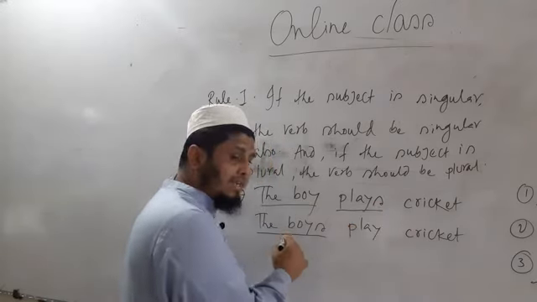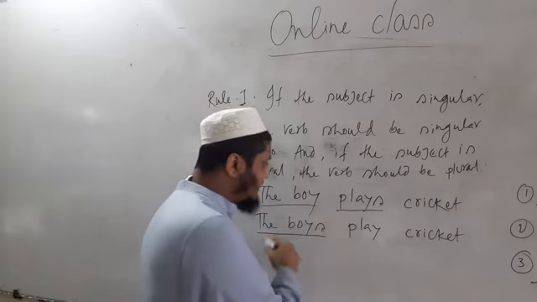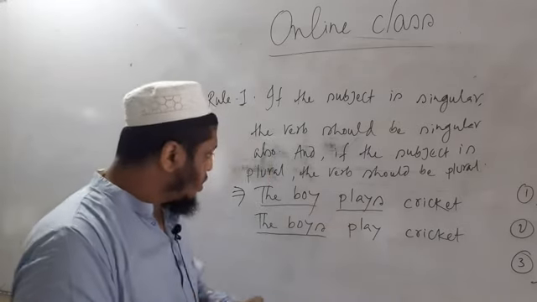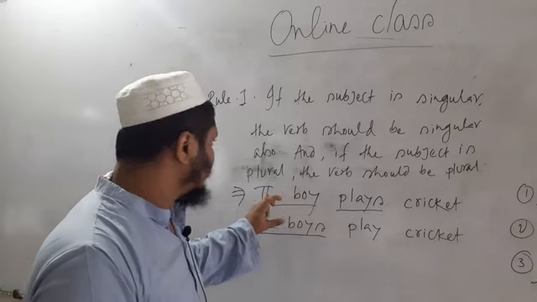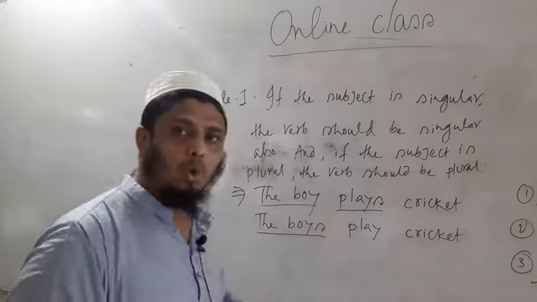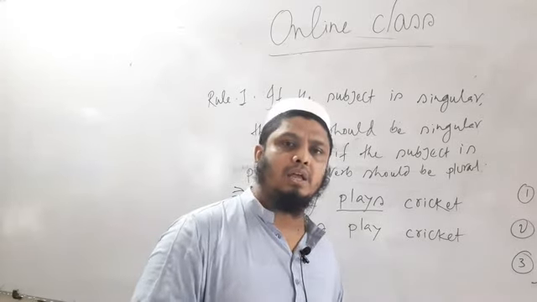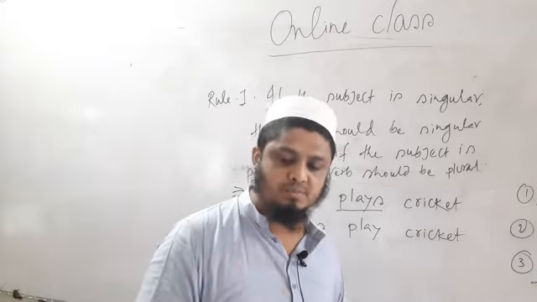And if we look at the next sentence, the subject is third person plural. That's why nothing is added to this verb. So from these sentences we can easily realize rule number 1. So the summary is, if the subject is singular, verb is singular, and if the subject is plural, verb is plural.